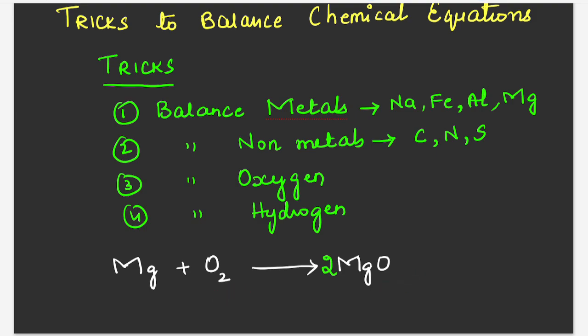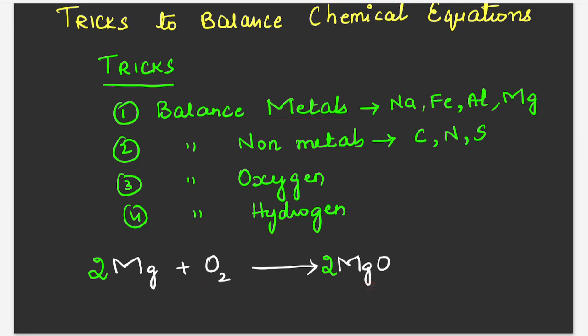Once again you have to check. Now magnesium: you have 1 here, and on the other side 2 magnesium atoms are present. Magnesium is not balanced again. So we have to balance magnesium. Write 2 on this side. Now check again: 2 magnesium balanced, 2 oxygen balanced. So this is called a balanced equation.